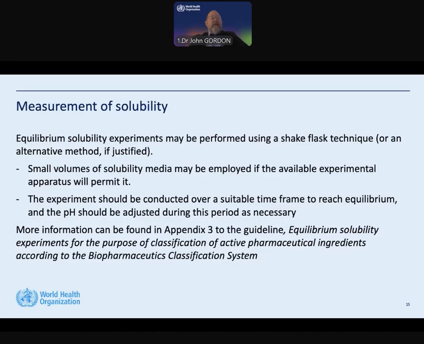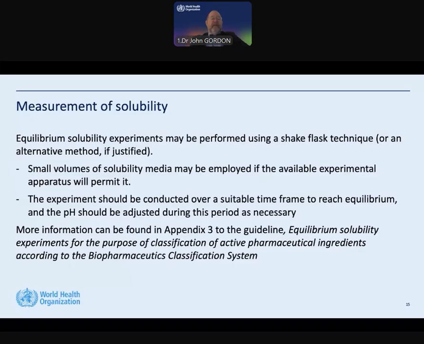According to the guideline, typically equilibrium solubility experiments should be used to determine the solubility of an API over the pH range, and typically using a shake flask method, but alternative methods can be used for that. The definition of high solubility is based on an amount of drug dissolved in 250 milliliters. However, in the experimental setting, smaller volumes of media can, of course, be used to determine the solubility.